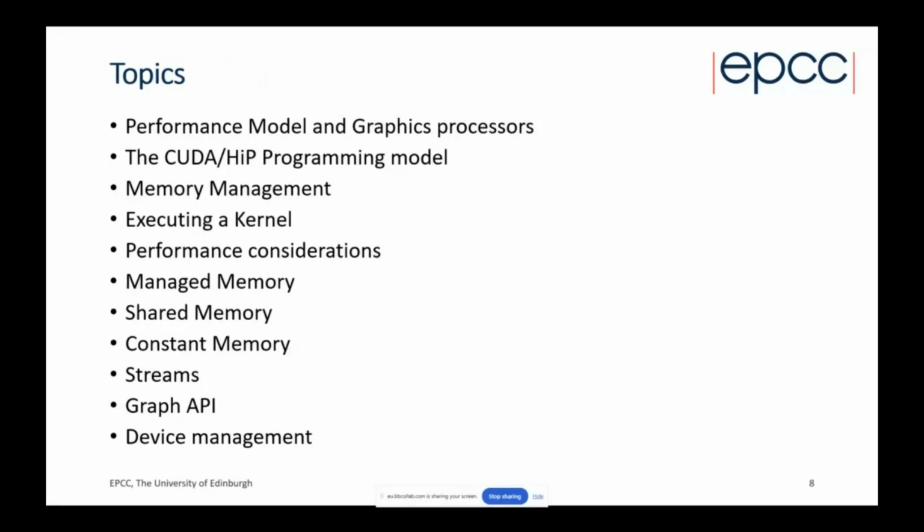Okay, so I've talked a bit about the main themes. Specific topics then are performance models and graphics processors, the CUDA HIP programming model, memory management, executing kernels, performance considerations, managing memory, shared memory, constant memory, streams, graphs, device management. Hopefully by the end of this, you'll have a pretty solid understanding of how these elements work together to get a highly utilized and performant GPU for a particular application code, and understand where you can get documentation and information to learn more about a particular API or process.